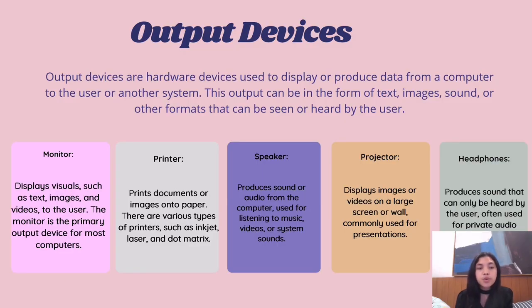Monitor displays visuals such as text, images, and videos. Printer prints documents or images on paper. Speaker produces sound or audio from the computer, used for listening to music, videos, or system sounds. Projector displays images or videos on a large screen or wall, commonly used for presentations. Headphones produce sound that can only be heard by the user.